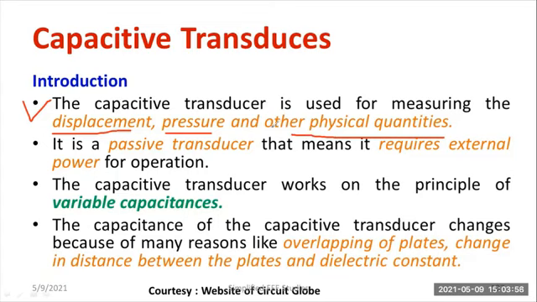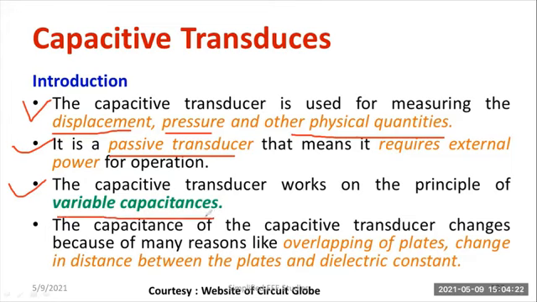Non-electrical quantities will be converted into electrical quantities based on the principle of capacitance effect. It requires an external supply to operate. That means external excitation is required to operate the capacitive transducer. Therefore, I can categorize this transducer as a passive transducer. All right. Now, it operates based on the principle of variable capacitance.